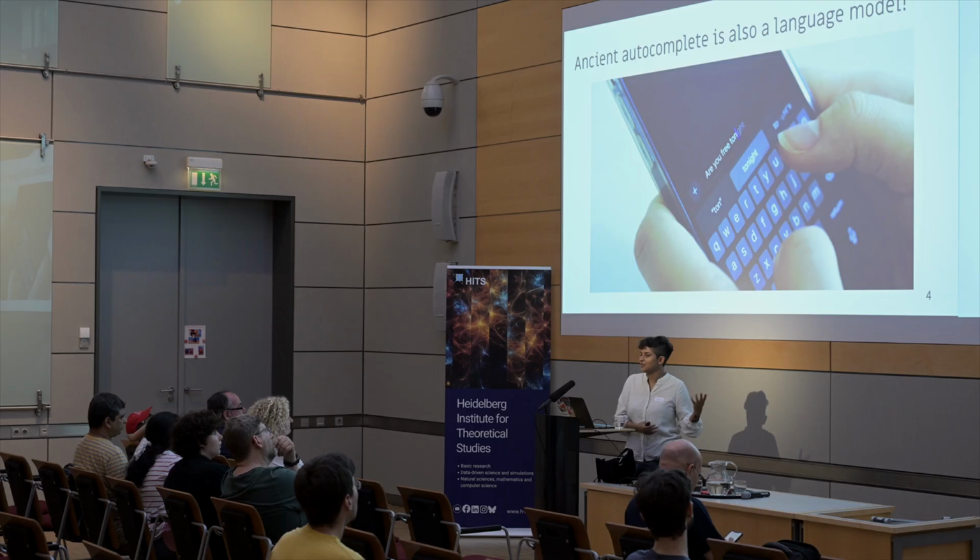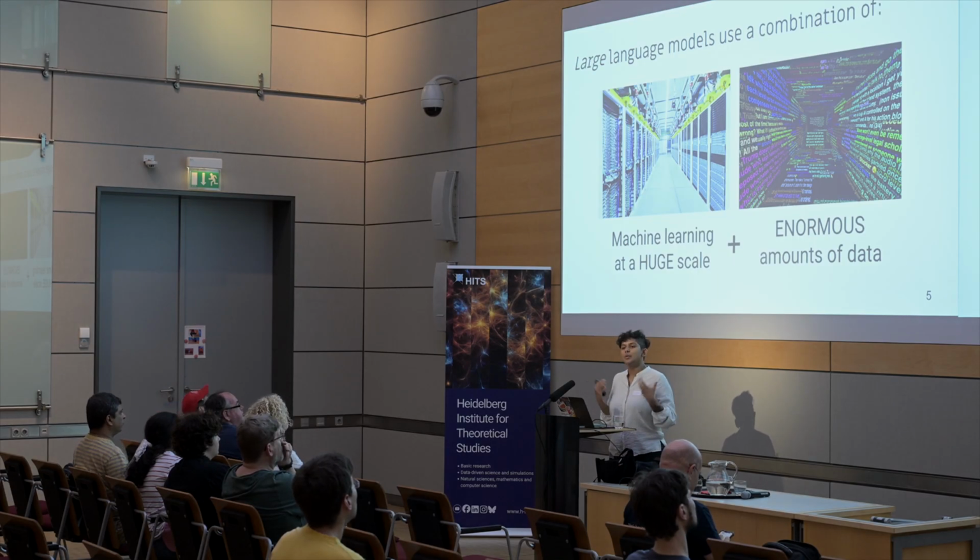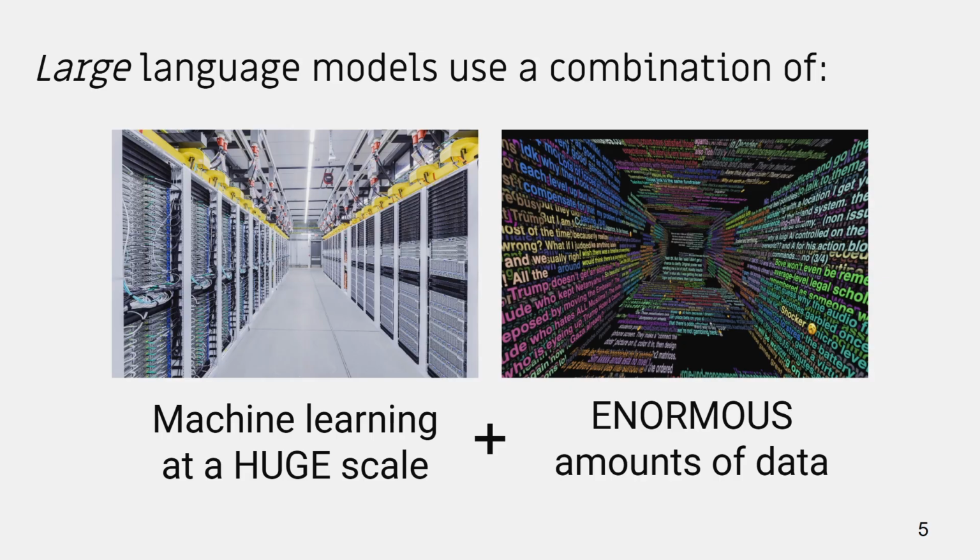Now, the difference between this sort of really ancient version of language modeling and large language models like DeepSeek, Claude, ChatGPT, et cetera, that we know, is essentially that they use a combination of machine learning at just an inconceivable scale and just massive amounts of data. These are really the differentiating factors from all of the language models that came before. And so this is, in a nutshell, what I'm going to go through in more detail over the rest of this talk.